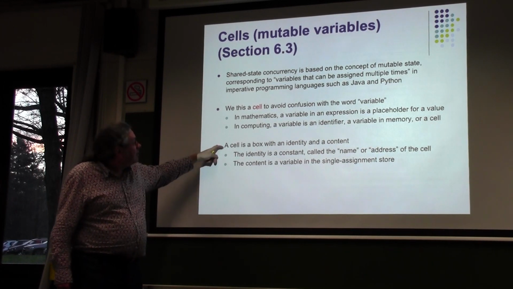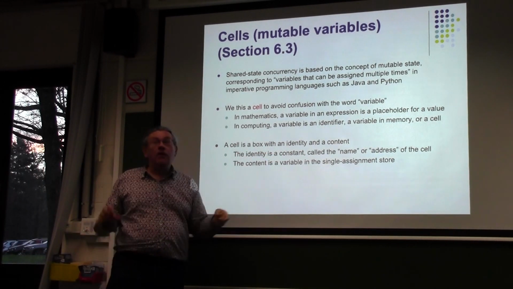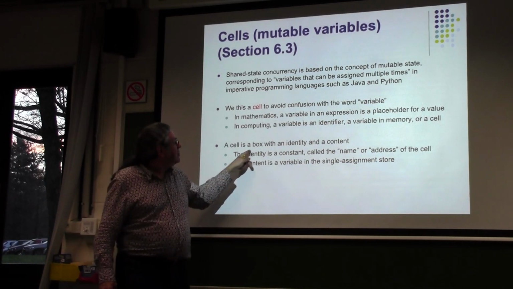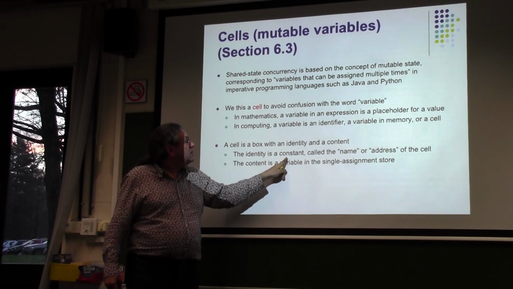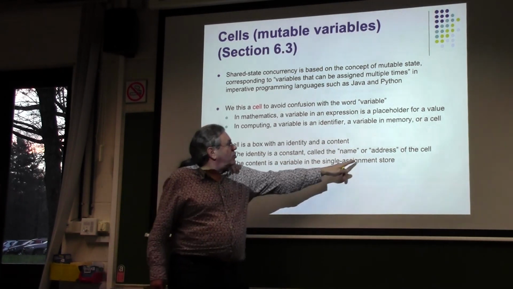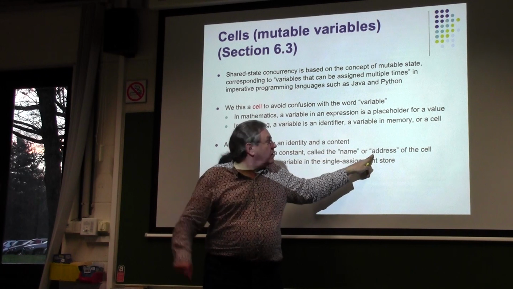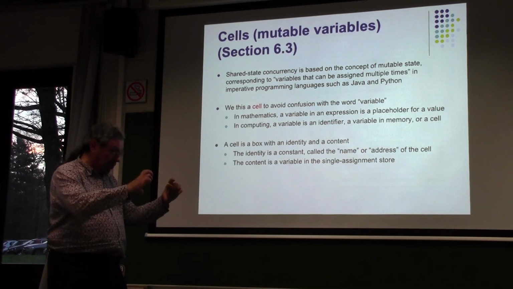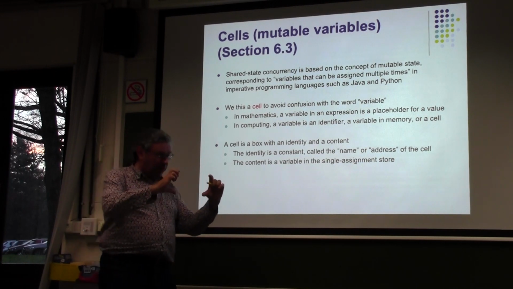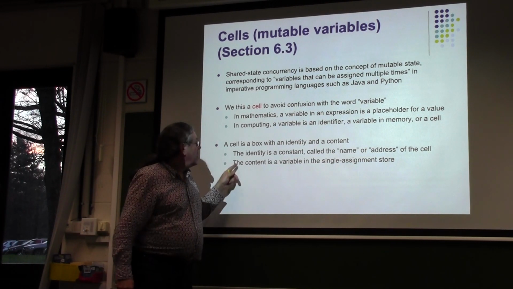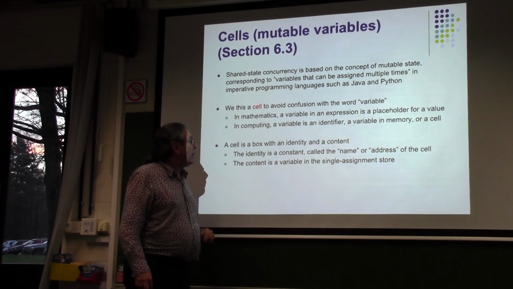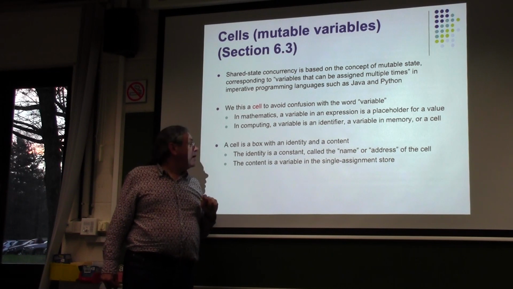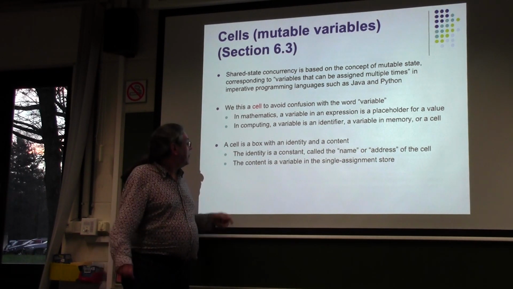And a cell is two things. It's a box that has an identity and a content. So it's two things. The name of the box is a constant, which in memory, in processor architectures, is often called the address. If you have a memory, a cell, or a piece of memory, a memory word, the content is what's inside that box. And in this course, the content will always be a variable in the single assignment store. Okay?